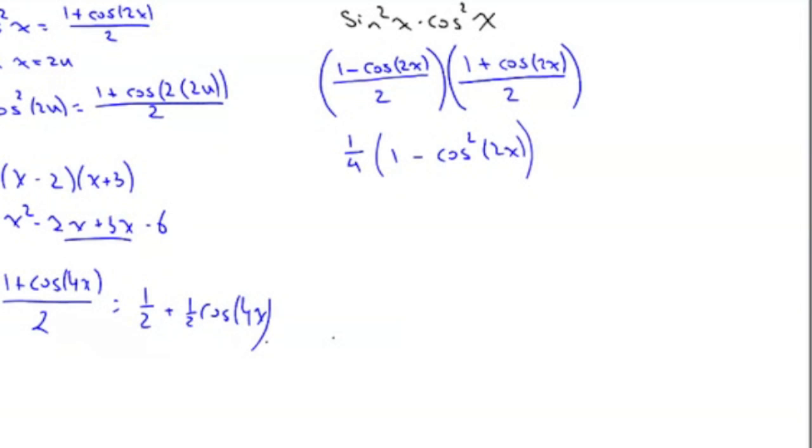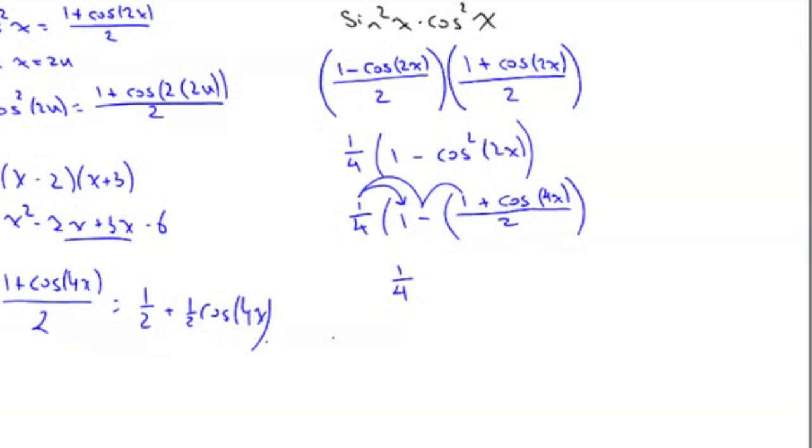So then this becomes 1/4 times 1 minus 1 plus cosine of 4x over 2. My suggestion would be to distribute, and be careful with this too. So this is 1/4 times 1, which is a quarter. A quarter times a negative times a half. You have to be really careful with this negative one. This is a quarter times a negative times a half, which is negative 1/8.